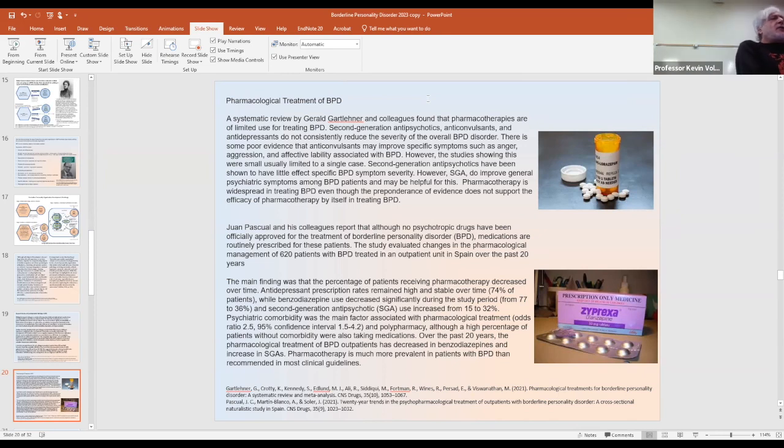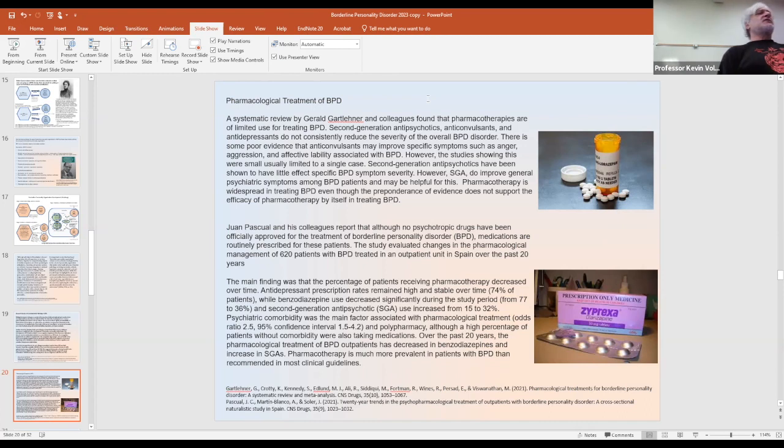They found that psychopharmacologies are of limited use for treating BPD. Basically, these are treating symptoms. They do not affect the person. They don't treat the BPD itself. What you see more now is second generation antipsychotics, anticonvulsants, which by the way are also used for bipolar, and antidepressants are being used, but these do not consistently reduce the severity of the overall BPD disorder. They're just treating pieces of it.